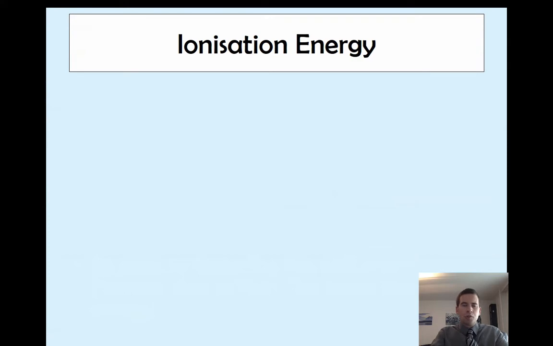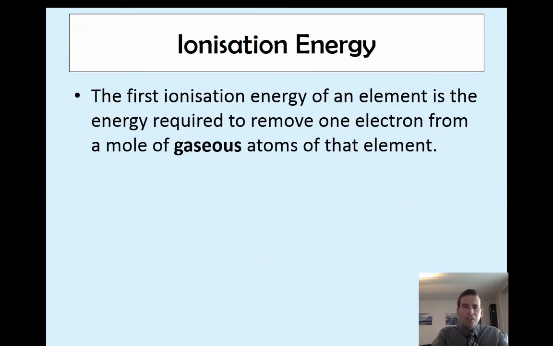Okay, now it's only about the formation of positive ions. It's energy required to remove electrons. Let's have a look at a couple of definitions. Now, the first ionization energy of any element is the energy required to remove one electron from a mole of gaseous atoms of that element. All your calculations are involving the element in the gaseous state.